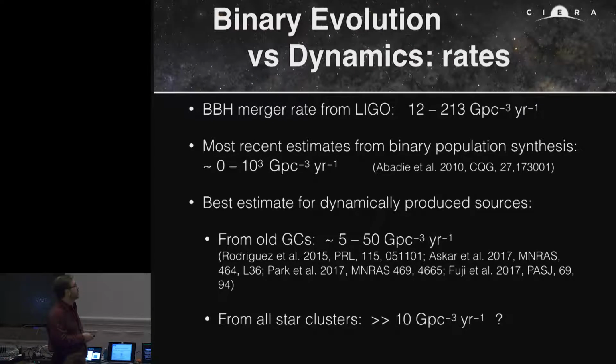Again, making the point that if you limit yourself to old globular clusters, this must be a lower limit, because there are lots of star clusters that are not old globular clusters. So if you included all star clusters in the universe, I'm sure it would go up, but I can't tell you by how much. Smadar will have some more numbers, I think.